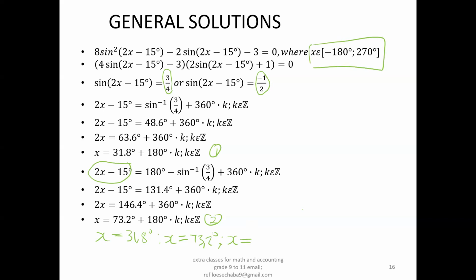And then we can substitute -1 for the first solution. And then the answer will be negative 148,2, and then 73.2 plus 180 times -1. And then we can substitute -1 for the second one as well. It's going to be -106 comma 8.